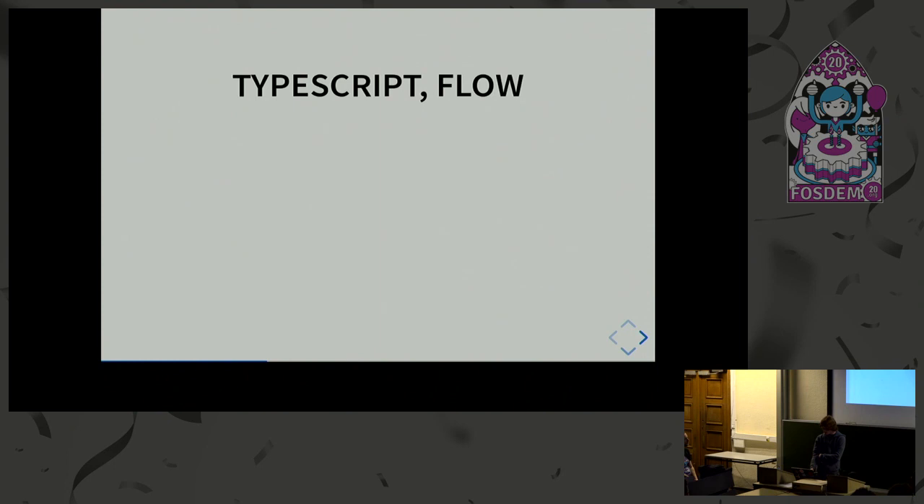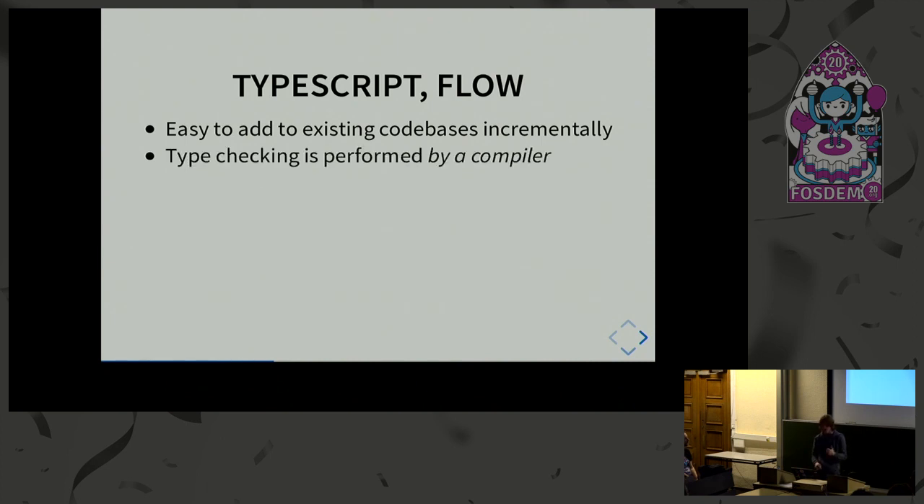So another approach to that is TypeScript and Flow, which are essentially typed JavaScript. They're different types of typed JavaScript, so they're also easy to add to existing code bases incrementally. You take your JavaScript, you add type annotations, it tells you where you've messed up. And this time, type checking is performed by a compiler. So you have the TypeScript compiler, takes TypeScript code, and it emits JavaScript. And this means that you can influence code gen. TypeScript actually doesn't do this, but you can have your types in your typed JavaScript influence the JavaScript code which is generated, and you could perform optimizations based on this.